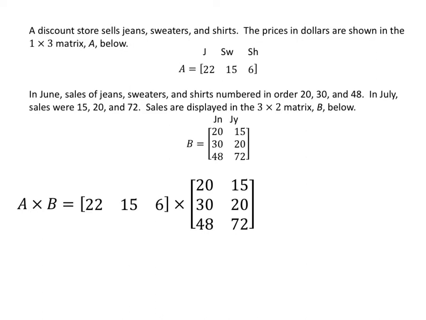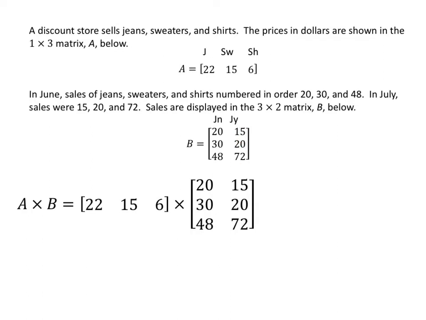We're going to start the lesson on multiplying matrices by looking at a problem in context. There's a store that sells jeans, sweaters, and shirts. They've given a 1x3 matrix that shows the price in dollars. Jeans are 22, sweaters are 15, shirts are 6. In June, we have sales of jeans, sweaters, and shirts showing in this matrix. So here's June for jeans, sweaters, shirts, and then for July, jeans, sweaters, shirts.